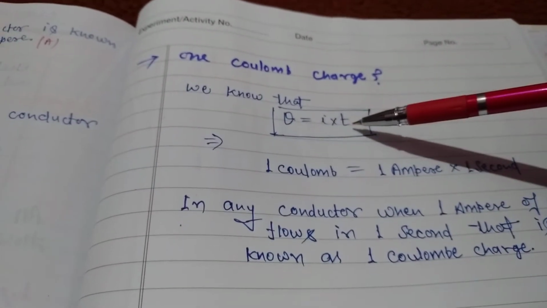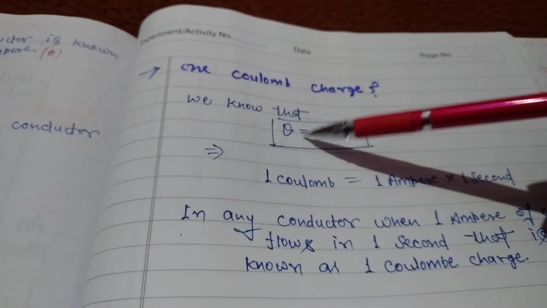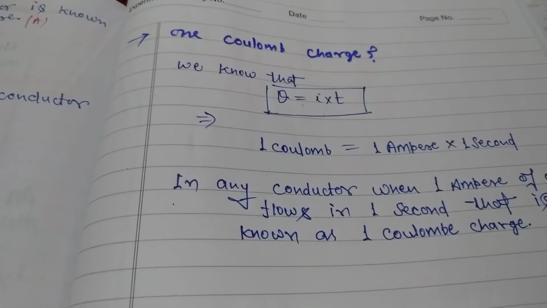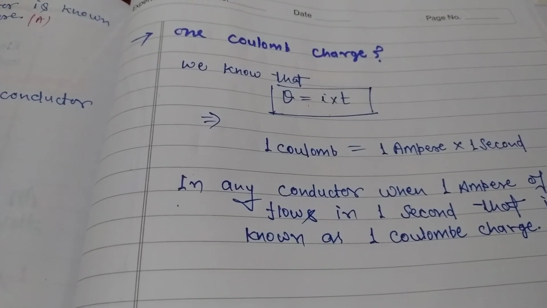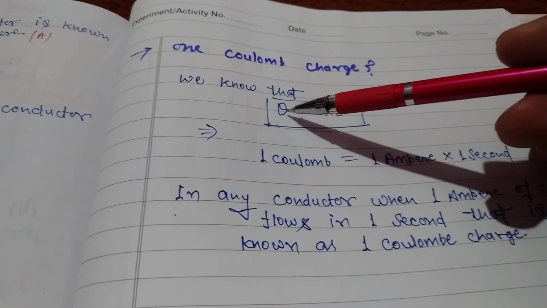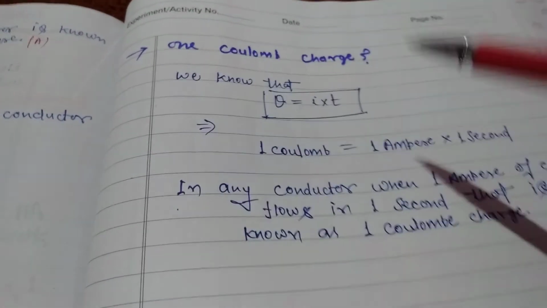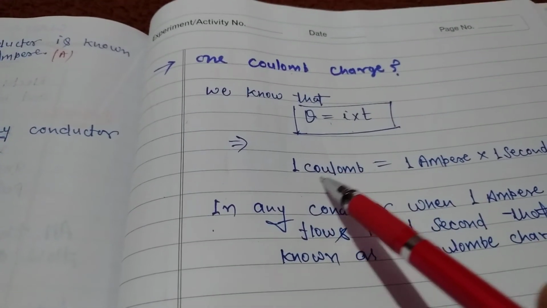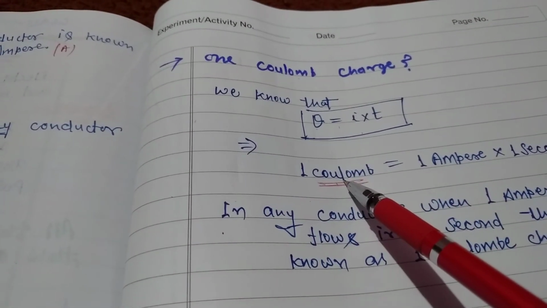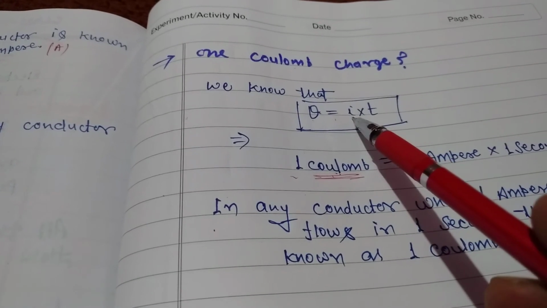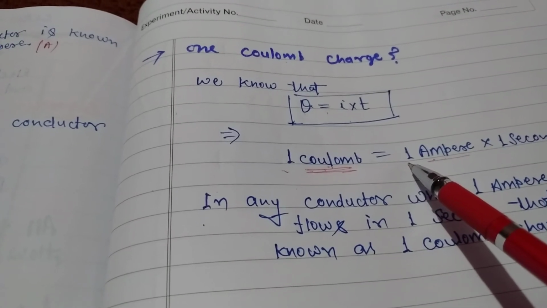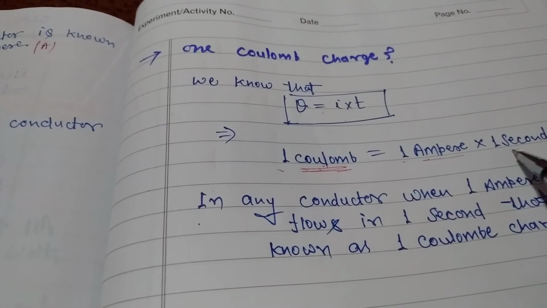Since we know that Q is equal to I into T, Q means charge, unit of charge is coulomb. The question may be, what is 1 coulomb? Dear students, first we will write Q is equal to IT. This is the formula of charge. To explain 1 coulomb, we will write 1 just before the unit of the charge. In the formula, in the next line, we write 1 before the unit. Coulomb is the unit of Q, and we are writing 1 before it. After that is equal to I into T. I means current, ampere is the unit of current. We are writing 1 just before the unit of current. After that, 1 just before the unit of time.